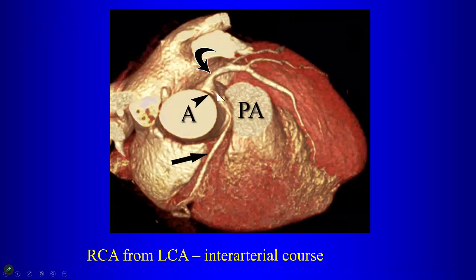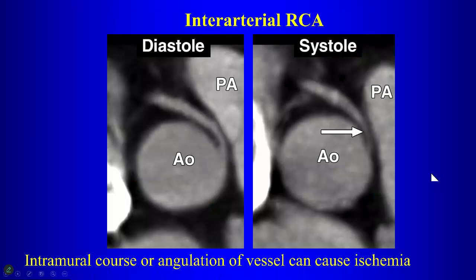Right? Here's a nice volume rendering showing you the vessel. Here's the aorta, here's the pulmonary artery. There it is going across, taking that interarterial course, right coronary artery from the left. Okay.